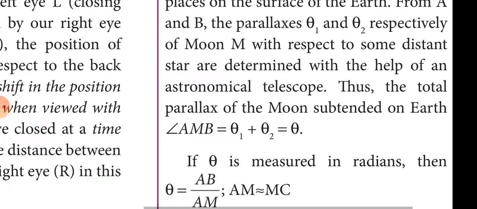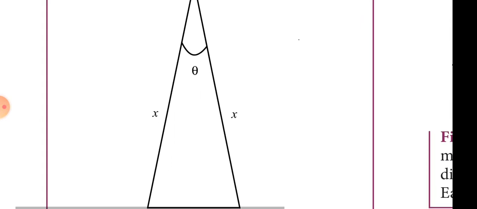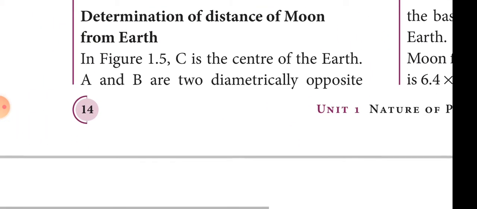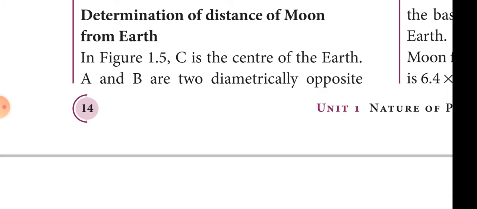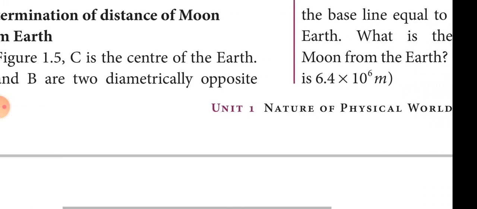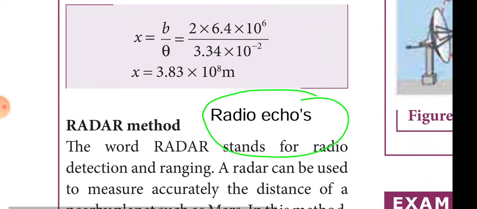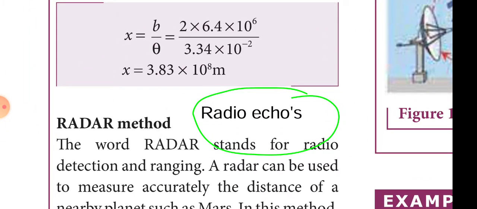So next, the topic we see is determination of the distance of the moon from the earth, and finally we revise the important topic of the radar method. Here we note the point of radio echoes. What is the principle of the radar method? We can mention radio echoes.